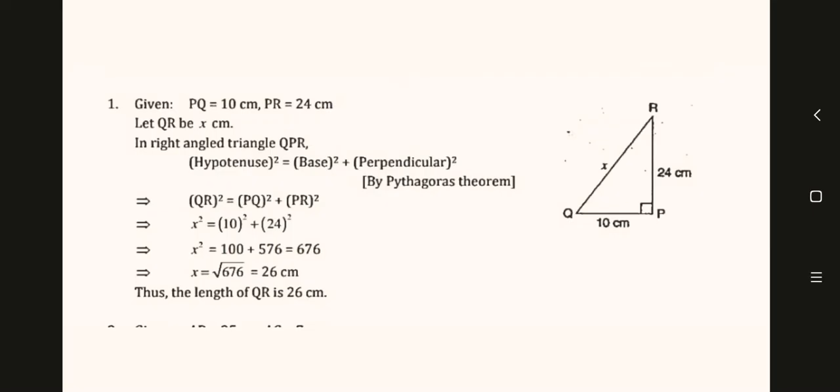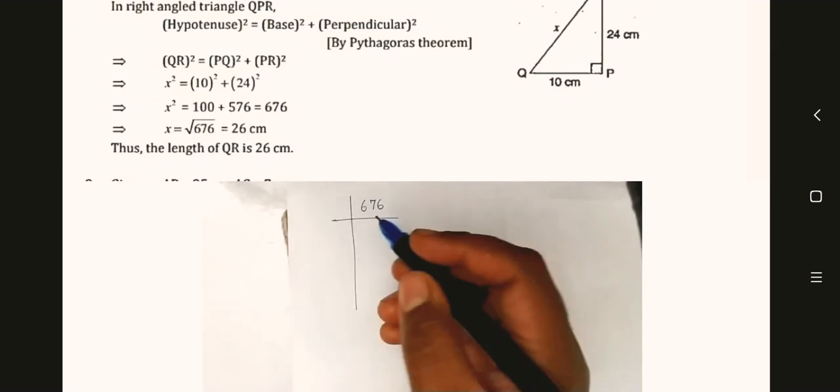So let us see the solution of the same. So this is the solution. So firstly we'll write the property of the right angle triangle and then specify QR square is equal to PQ square plus PR square. Okay, now X is QR. So to find X, we find it as the square root of 676. Now how do we find the square root of 676? Let me give you a quick recap of the same. So first step will be to divide it by a prime factor.